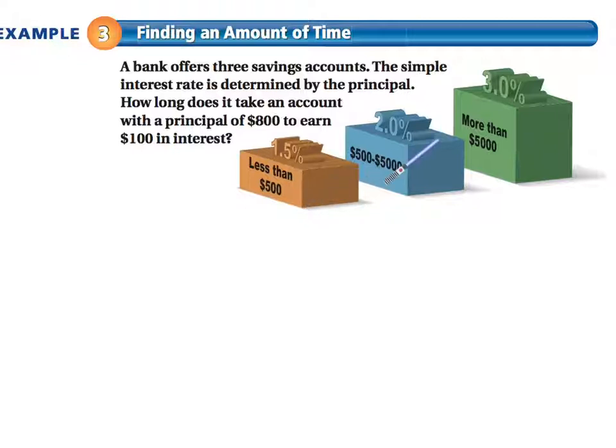This is where you have to use some common sense and some other skills to actually figure out what you're going to use to solve this equation for time. So let's first write down our equation. It says how long does it take? So T is what we leave alone. We have a principal of 800, and we have to plug in the rate.